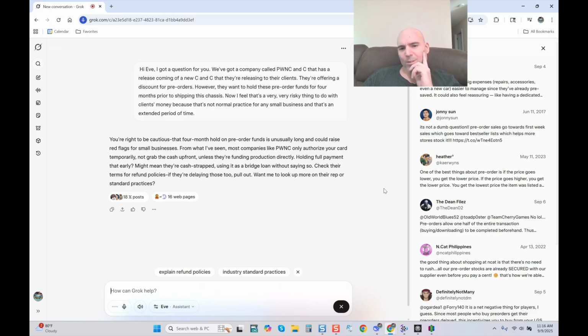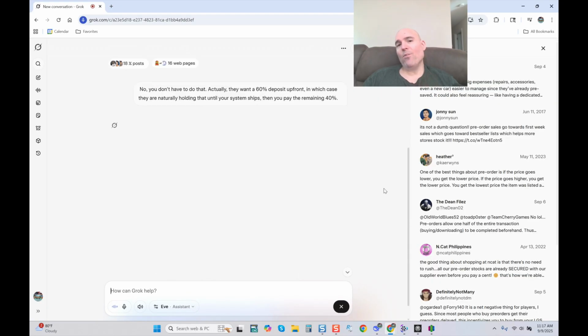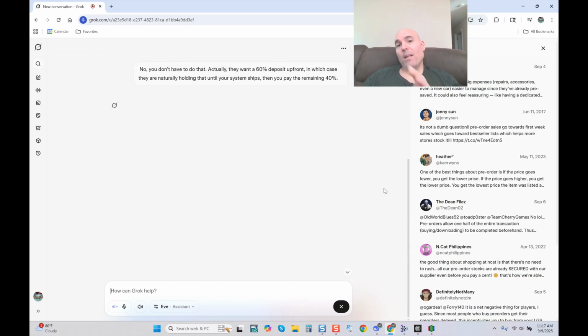No, you don't have to do that. Actually, they want a 60% deposit up front, in which case they are naturally holding that until your system ships, then you pay the remaining 40%. But you and I both know the odds that something may come up with a prototype or any hangups that happen could extend that period of time. And as you've already stated, refunds is what we should be concerned about. Am I correct?